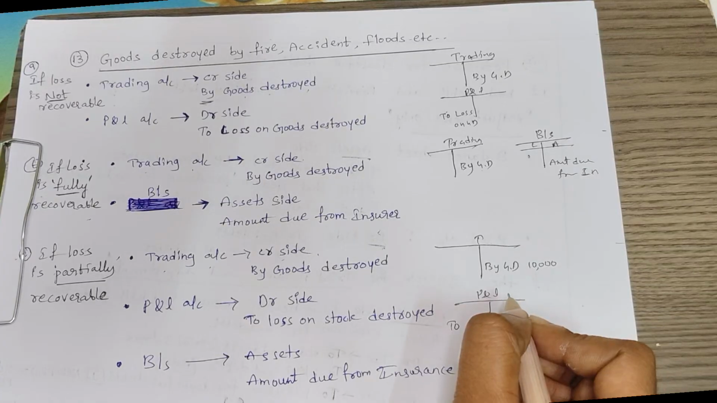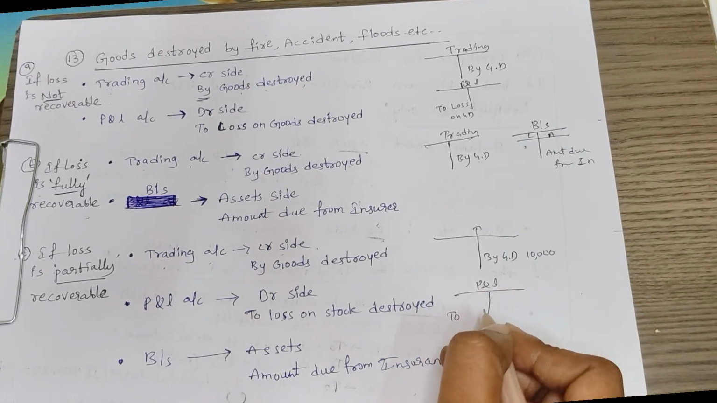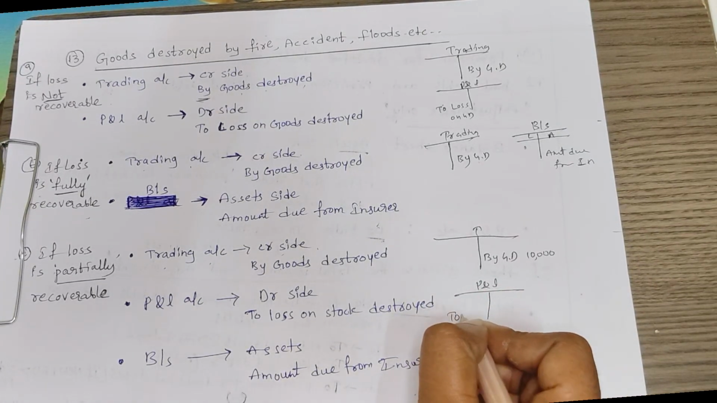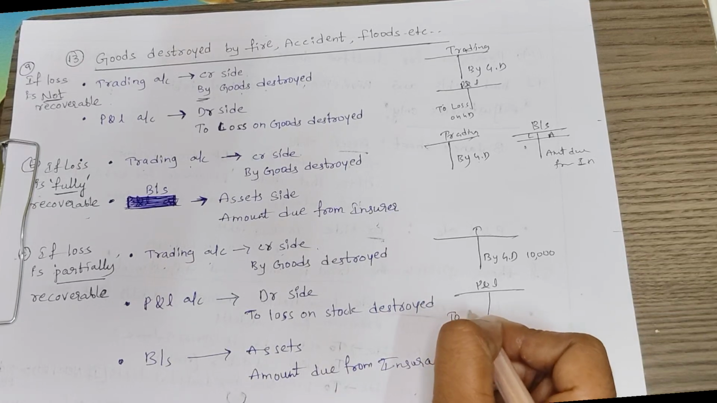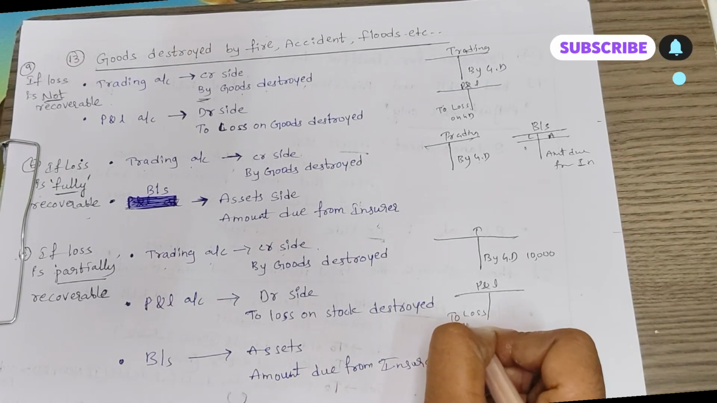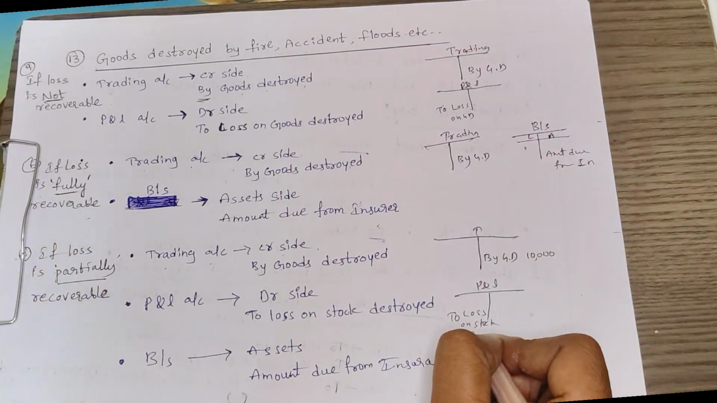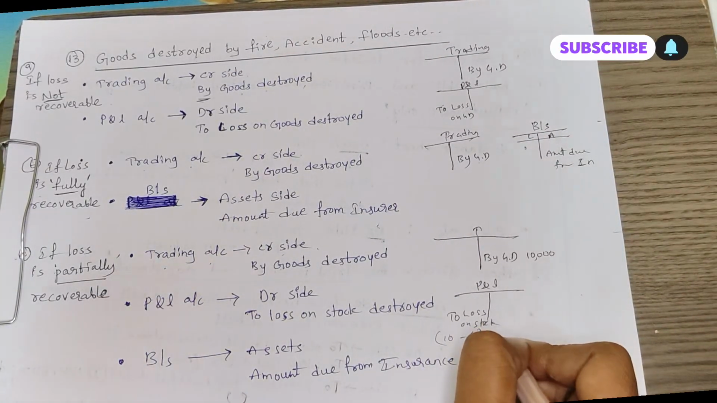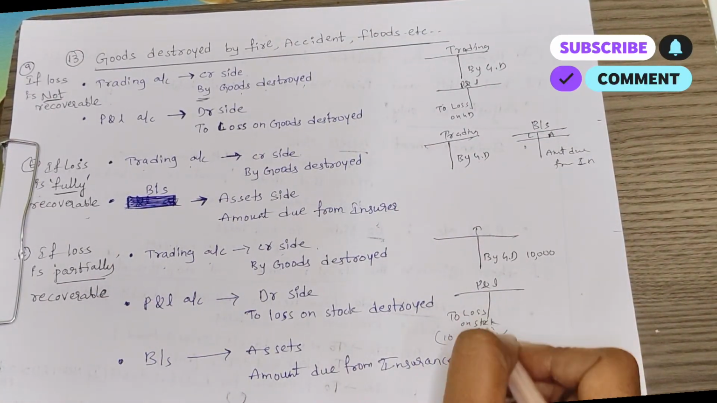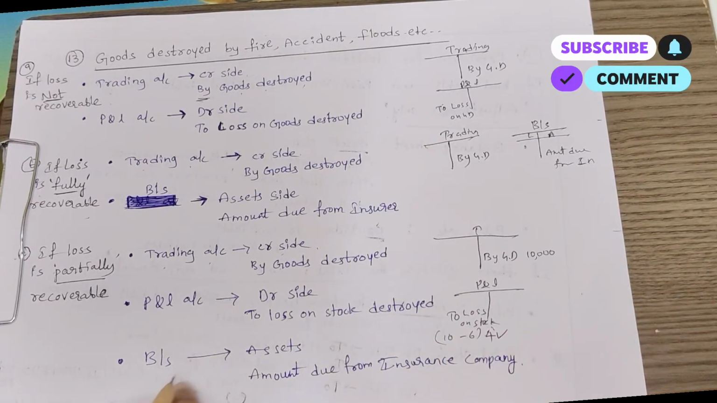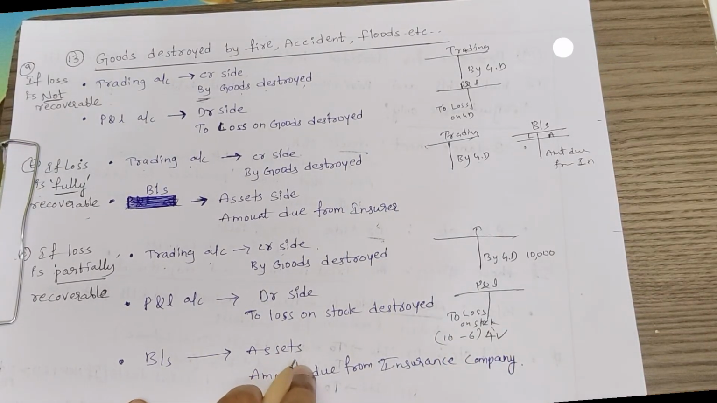So how much loss is left? 4,000 worth of goods are left. So in the profit and loss account debit side, we should write loss on stock destroyed. How much? 10,000 minus 6,000. How much loss is left? 4,000. We need to show this 4,000 in the profit and loss account debit side. And third time, balance sheet asset side, what should we write?